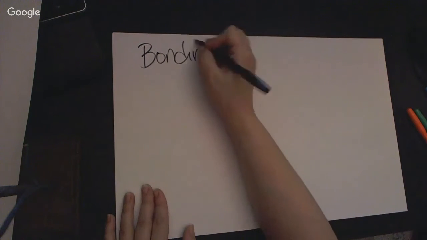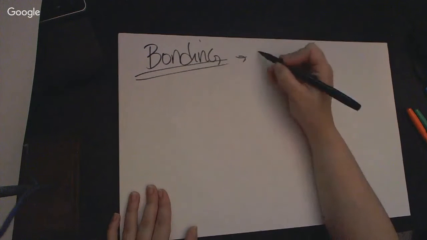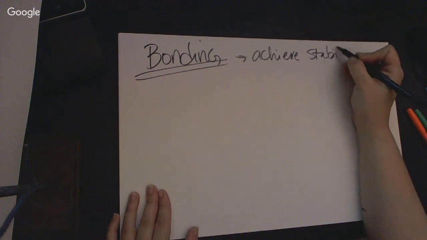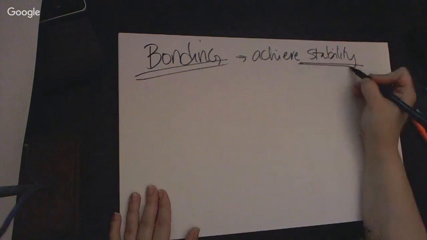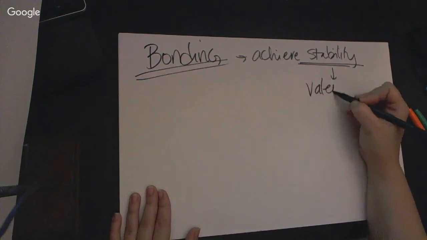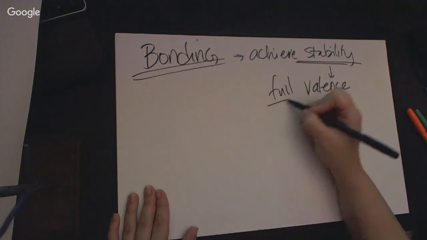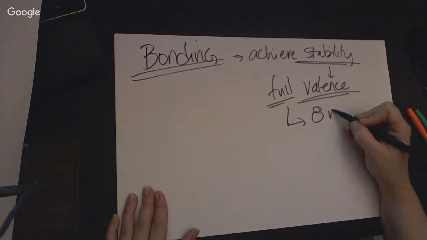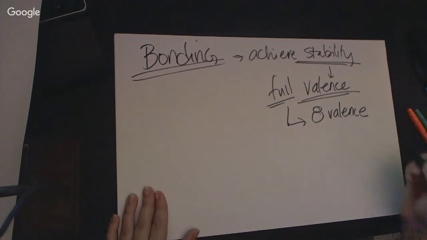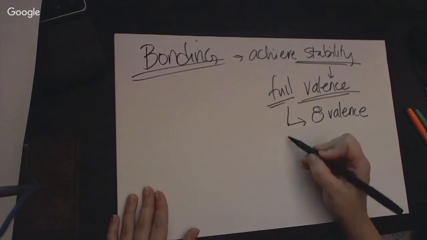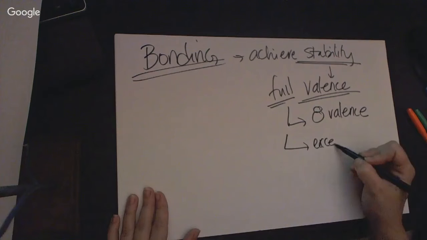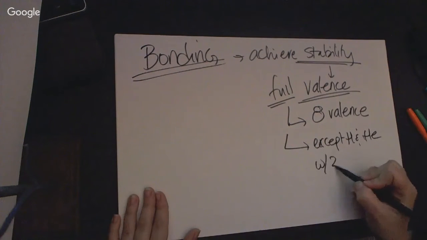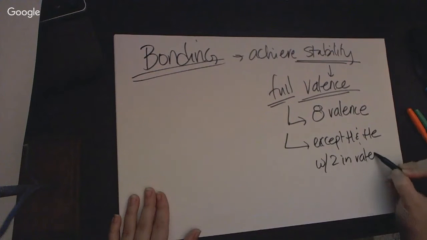Okay. Bonding. The reason why things bond is to achieve stability. And the definition of stability in chemistry is a full valence. And the definition of a full valence, 99% of the time, is that you have 8 in the valence for pretty much everybody except hydrogen and helium, which are totally fine with 2 in their valence.